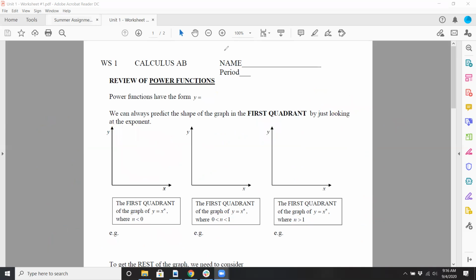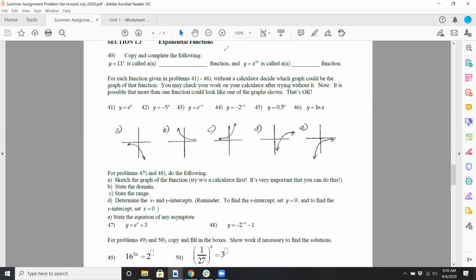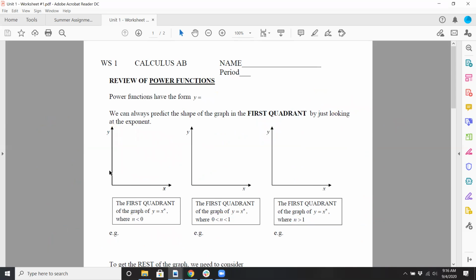If we go back to the summer assignment really quickly, we could probably gather, well, actually, all these are exponential functions, never mind. So we'll come back to that in a little bit, but I do want to have this discussion about power functions.